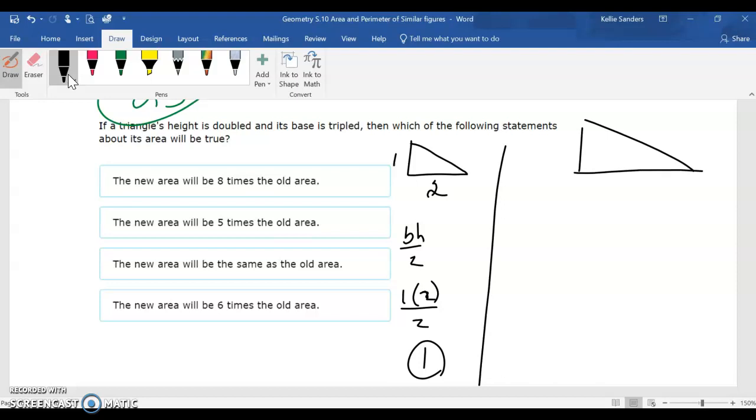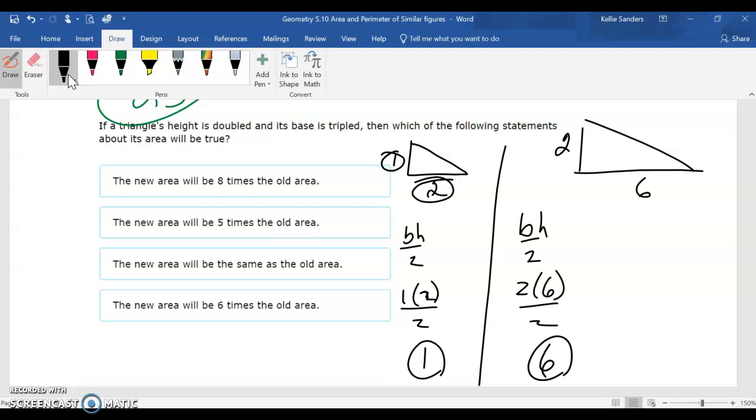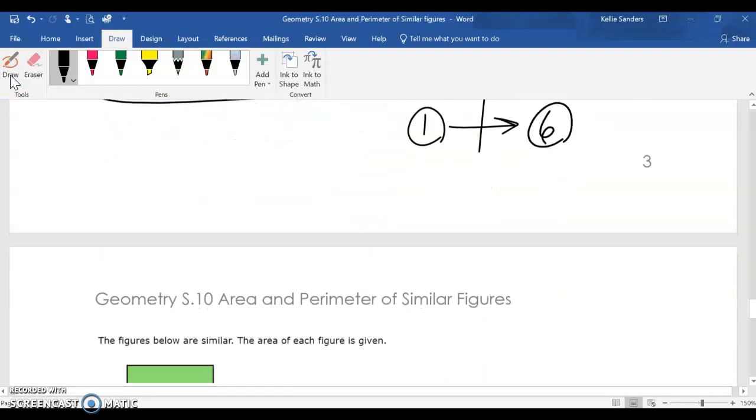But let's say we do what it says. The triangle's height is doubled, so I'm going to double this, and I'm going to get 2. The base is tripled, so I'm going to triple that, and I'm going to get 6. Then I'm going to find the area again. Base times height divided by 2, 2 times 6 divided by 2. And we get 6. So compare 1 going to 6, and 6 is 6 times bigger than the first one. You could have done that with any triangle. It did not have to be 1 and 2. Any sides that you come up with still would have been 6 times.